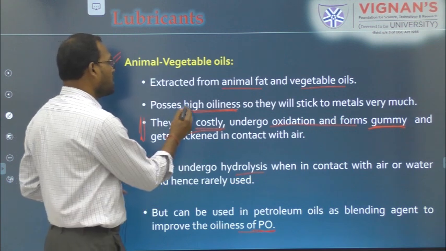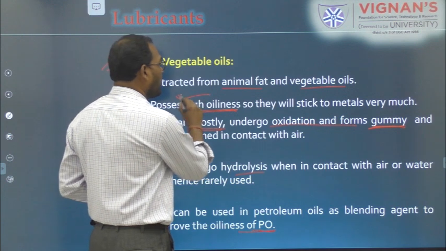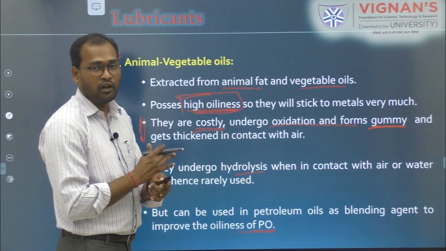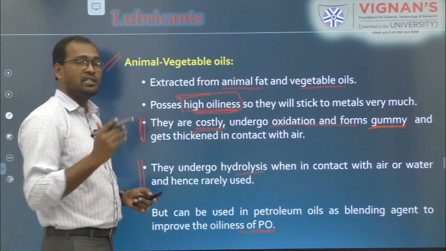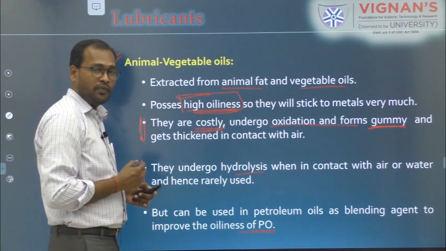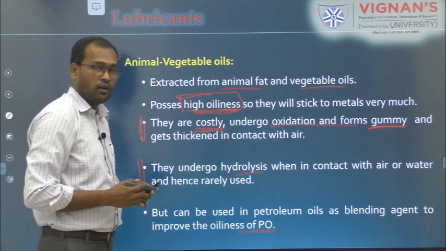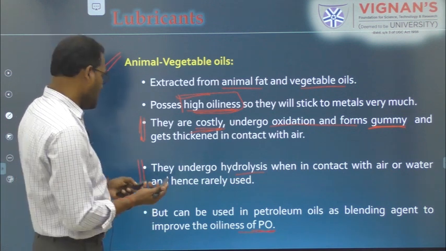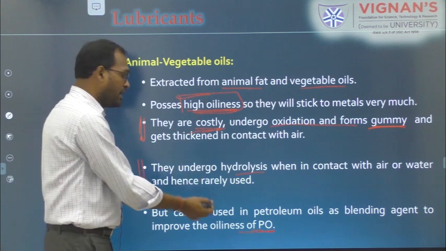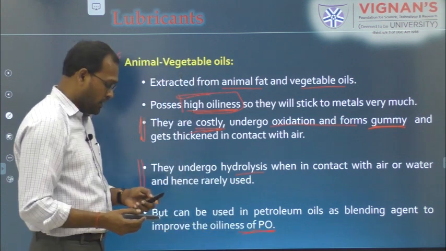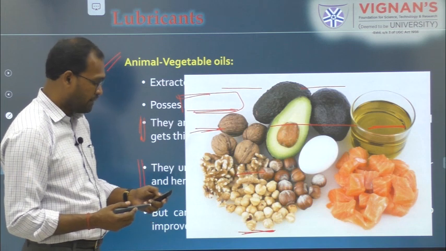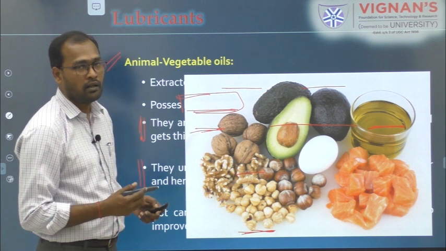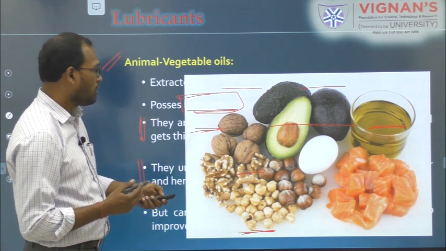So the advantage here is it has high oiliness, okay, and it can stick to the metal surface very fast and very strongly, thereby lubrication will be very high. But the disadvantage is it is costly, and it can undergo oxidation and hydrolysis, thereby the loss of the oil will be more, okay, right. But this can be used when it is clubbed with petroleum oil, right. So these are some of the vegetables and fruits and animal protein which are used to extract oil, right.